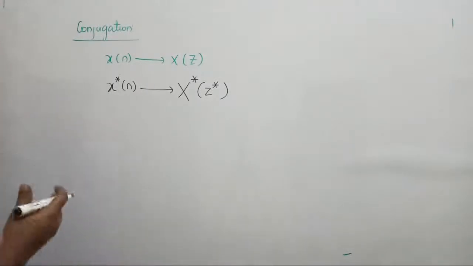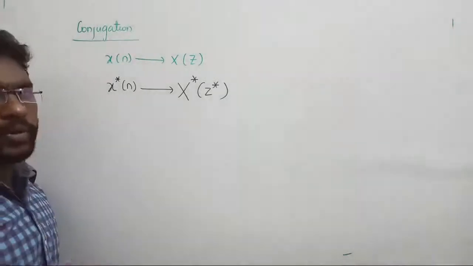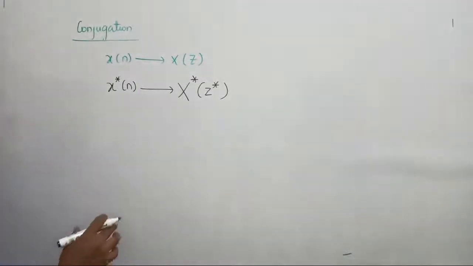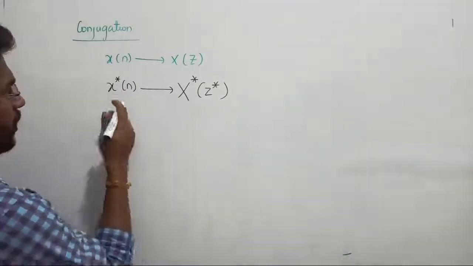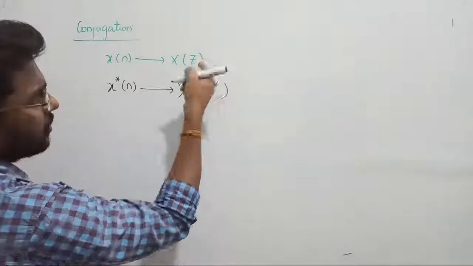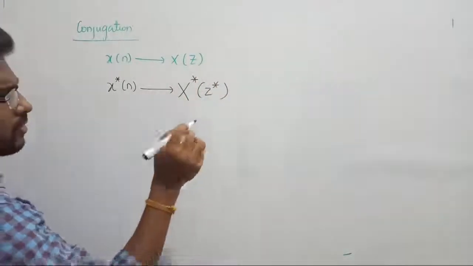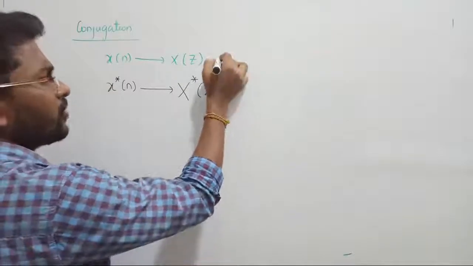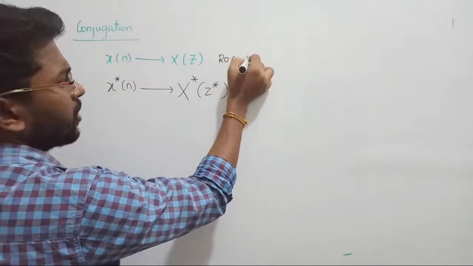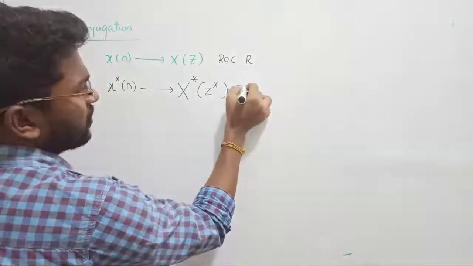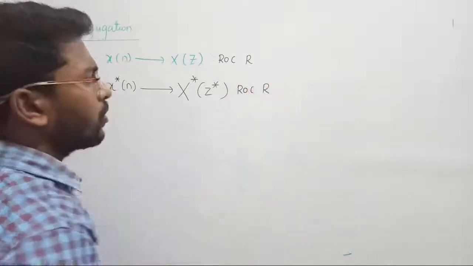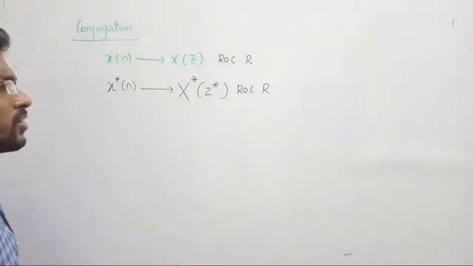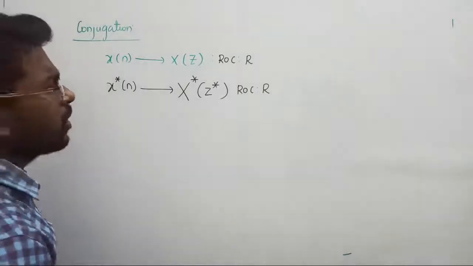Let us estimate something here. Remember one more thing: this conjugation does not change the property of the ROC. If the region of convergence is R, then the region of convergence here is also going to be R only. Directly we can define this. So conjugation is not going to change the ROC.